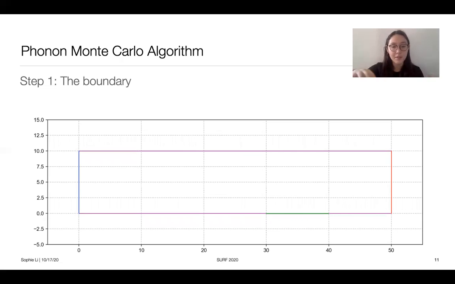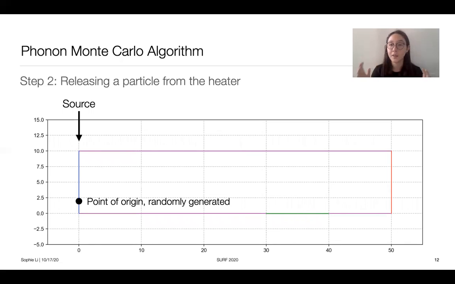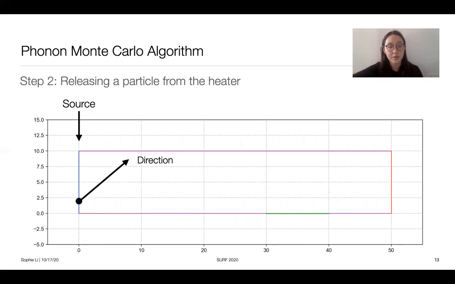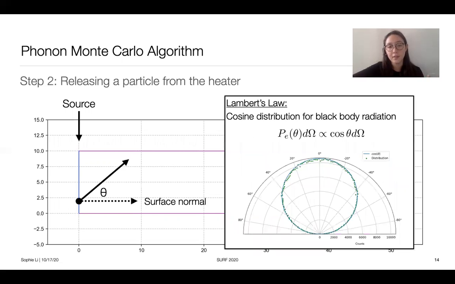So to begin with, we set up a boundary, as we can see here. And then the simulation started when a random point along the source is chosen, which is the point of origin. And then we also assign a direction to this point. The direction is chosen randomly, so that's one of the probabilities that we're looking at, and it's chosen from a cosine distribution.